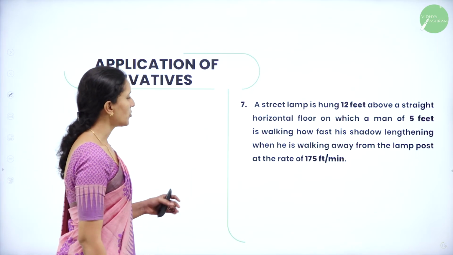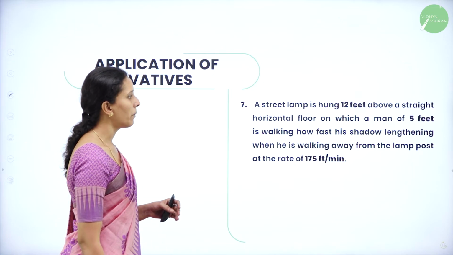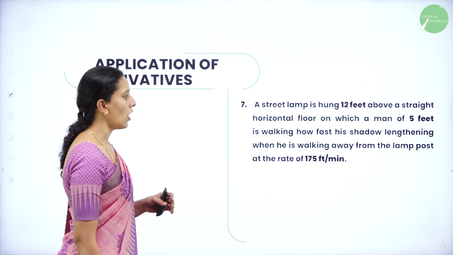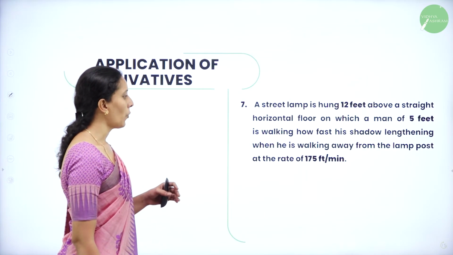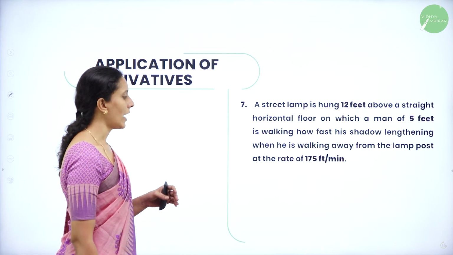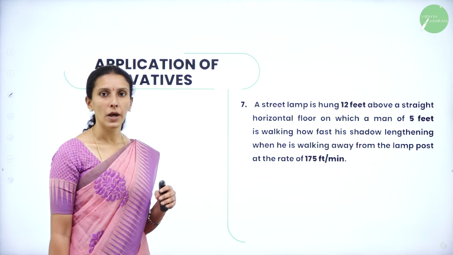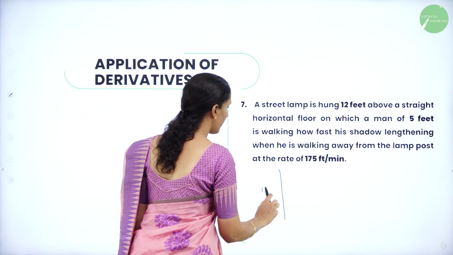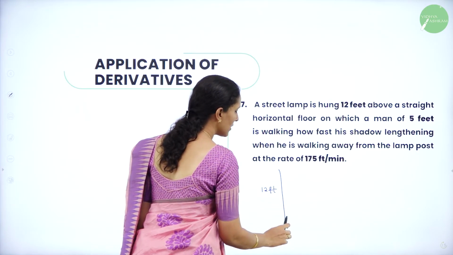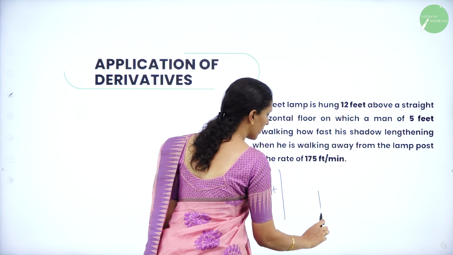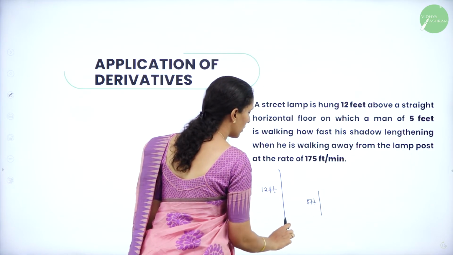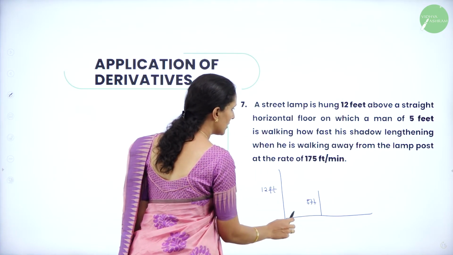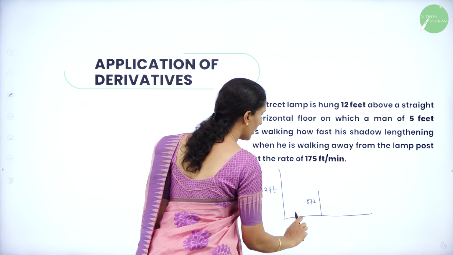Next question. A street lamp is hung 12 feet above a straight horizontal floor on which a man of 5 feet is walking. How fast is his shadow lengthening when he is walking away from the lamppost at the rate of 175 feet per minute? Now, here is a street lamp which is 12 feet and a man is moving away from the lamppost. He is 5 feet. This is the floor. From here the man is moving at the speed of 175 feet per minute.